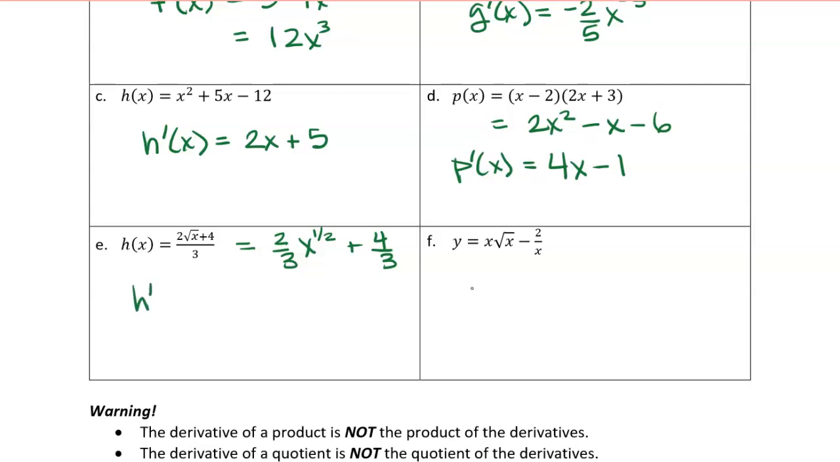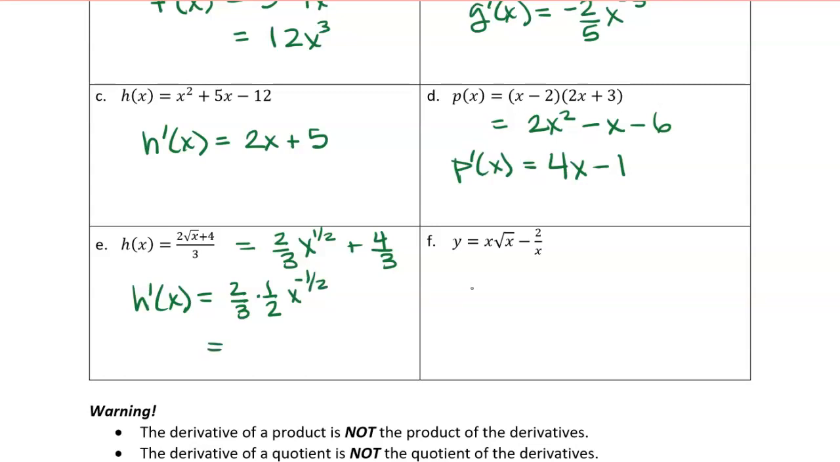So h prime of x is going to be, I'm just going to bring the 1/2 out front and multiply it times the 2/3. Okay, so I get 2/3 times 1/2. Why don't I just write it out, just make sure I'm not going too fast here. So I'm just going to bring the 1/2 down and then subtract 1. So 1/2 minus 1 is a minus 1/2. And then the 4/3 is just a constant.